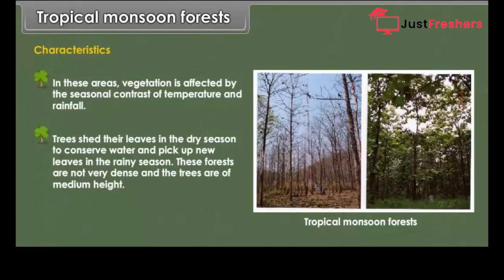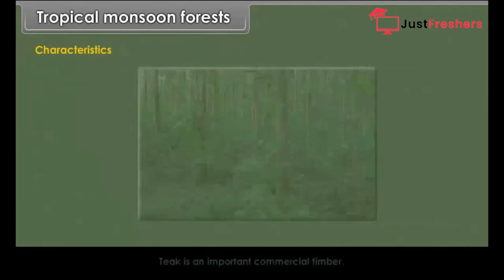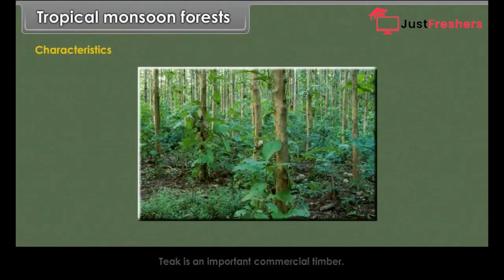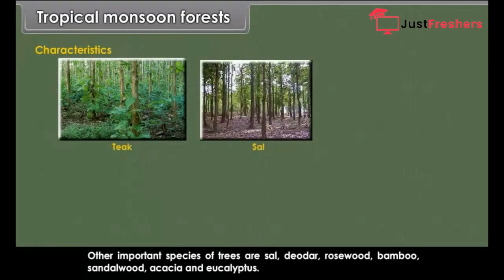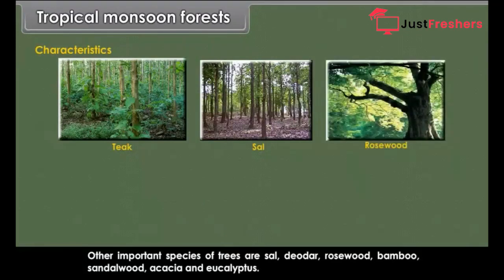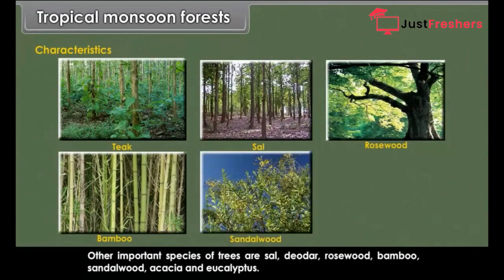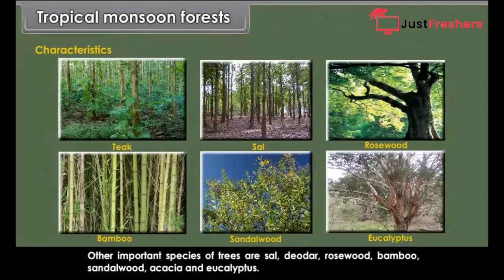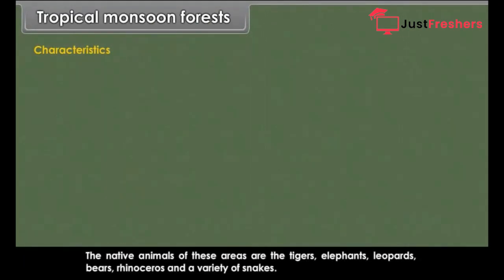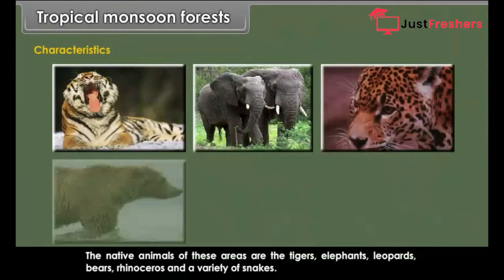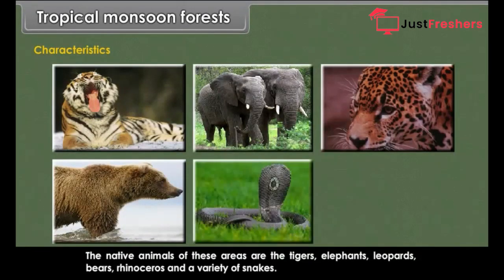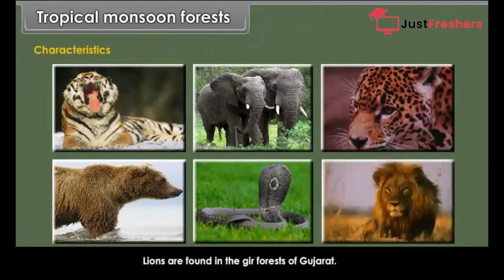These forests are not very dense and the trees are of medium height. Teak is an important commercial timber. Other important species of trees are sal, deodar, rosewood, bamboo, sandalwood, acacia and eucalyptus. The native animals of these areas are the tigers, elephants, leopards, bears, rhinoceros and a variety of snakes. Lions are found in the Gir forests of Gujarat.